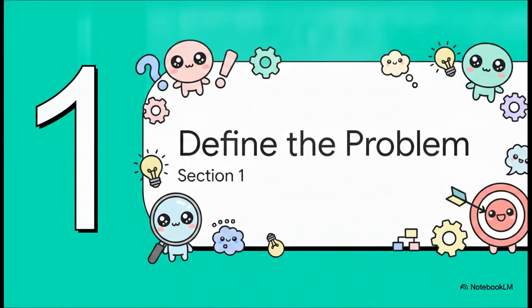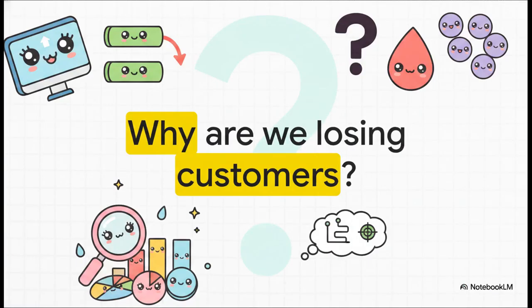Defining the core problem. We absolutely have to start here, because finding the right answer literally requires asking the right question first, right? Without a clear objective, any analysis you do might be technically correct, but it's going to be strategically useless. To see how this plays out in practice, let's imagine a fictional company. Let's call them Top Notch Learning. They build custom training software.